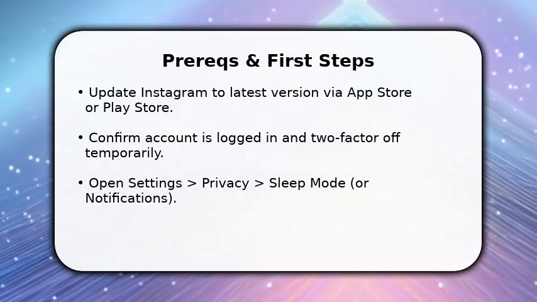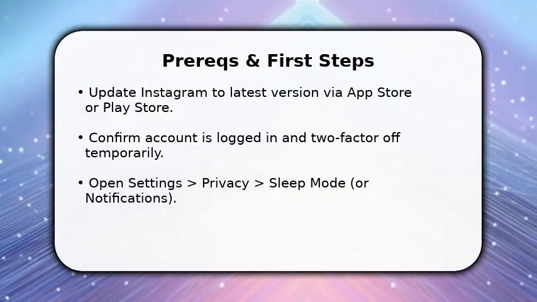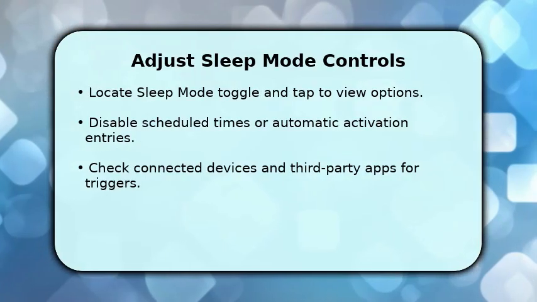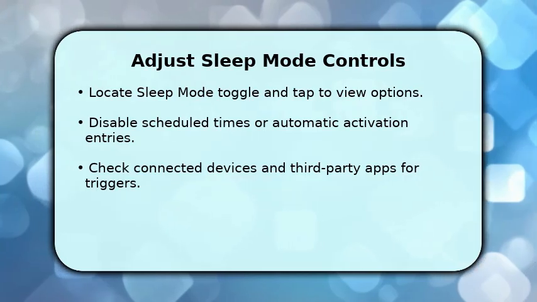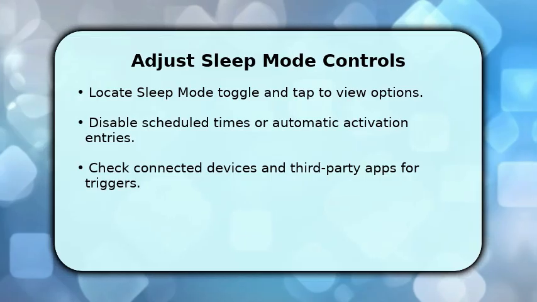Now select sleep mode. You're beginning the removal process, not just toggling related settings. Follow the on-screen prompts to proceed. Once you reach sleep mode controls, you'll see toggles for scheduled times and automatic activation. Turn those off to prevent re-entry.